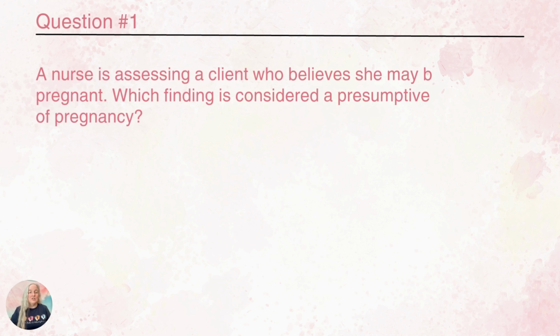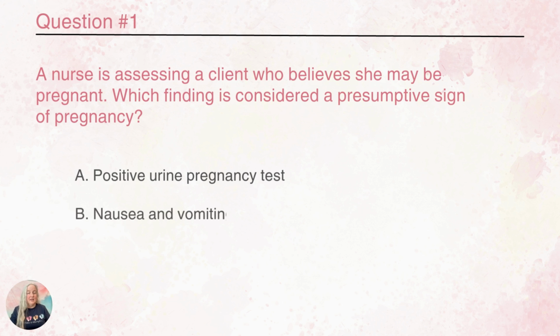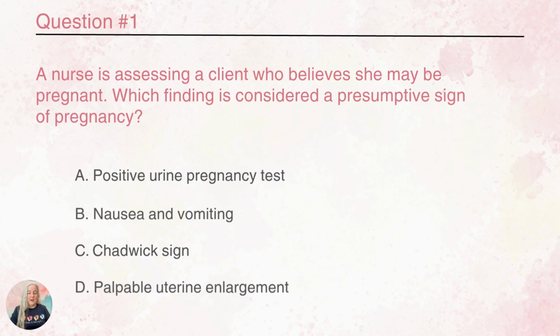Let's practice applying what we know about presumptive, probable, and positive signs of pregnancy. Question number 1. A nurse is assessing a client who believes she may be pregnant. Which finding is considered a presumptive sign of pregnancy? A. Positive urine pregnancy test. B. Nausea and vomiting. C. Chadwick sign. Or D. Palpable uterine enlargement.